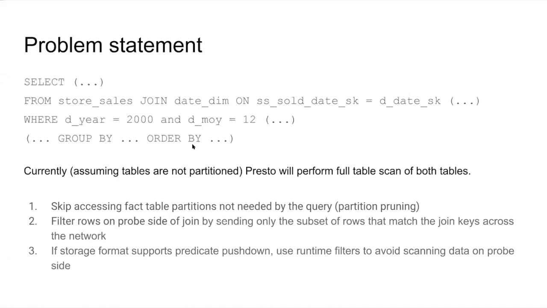The other optimization we can make is, even if we are reading a partition, we can still filter rows by sending only the subset of rows that match the join keys for further processing of the join. And the third item which can be done is that if the storage format supports predicate pushdown, like ORC or Parquet, we should be able to use these runtime filters to avoid scanning data using the min-max zone maps that are available in those storage formats.